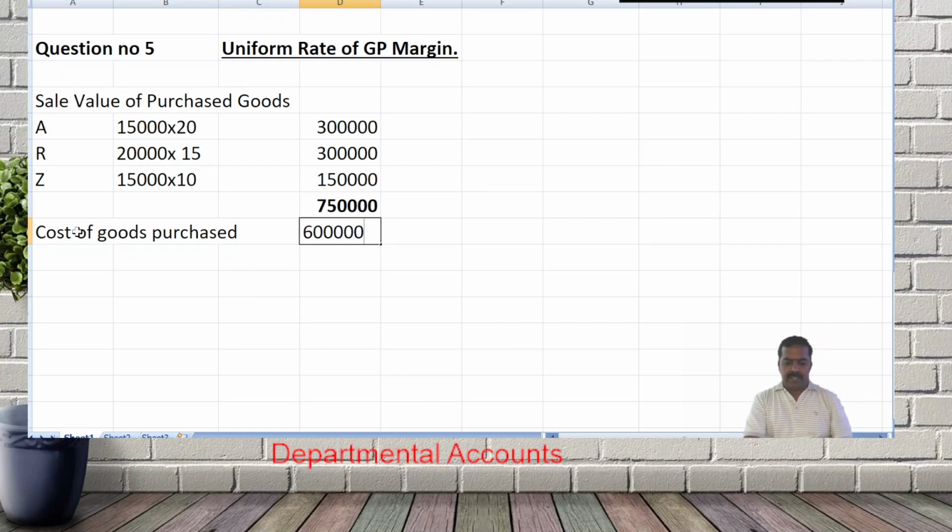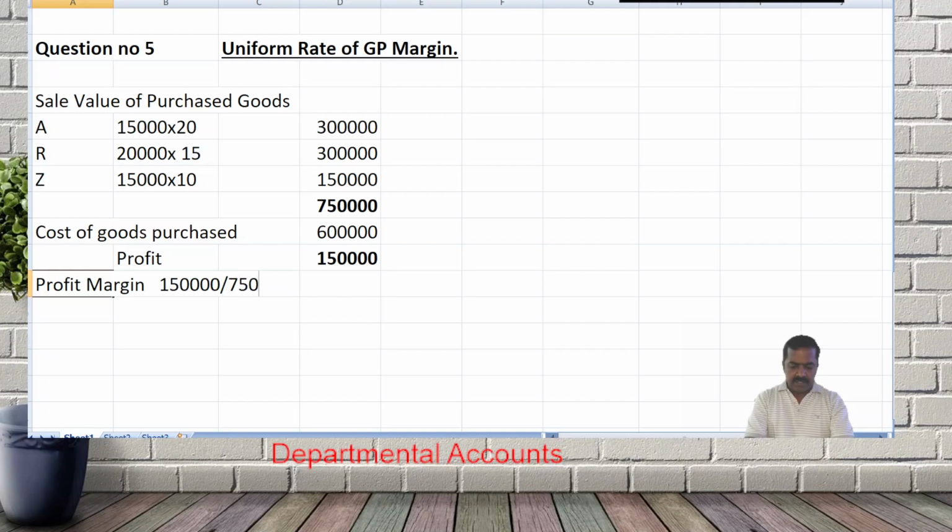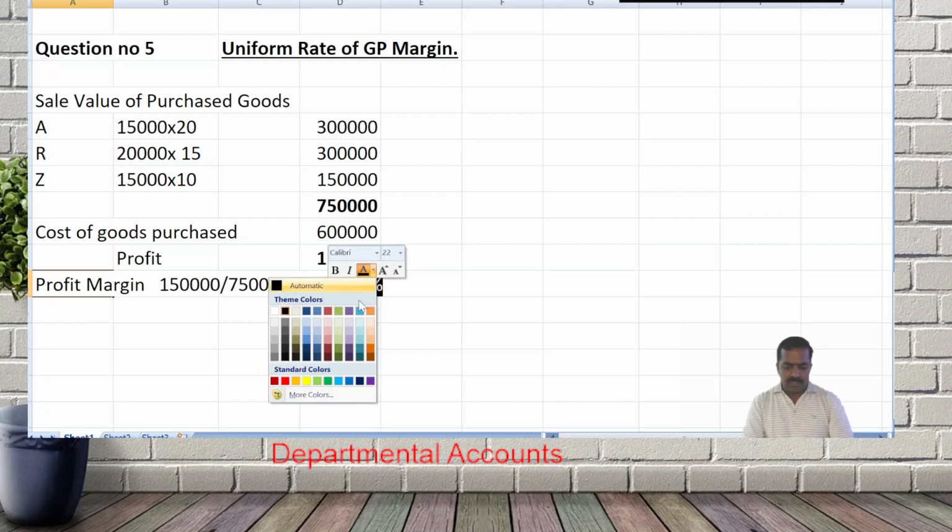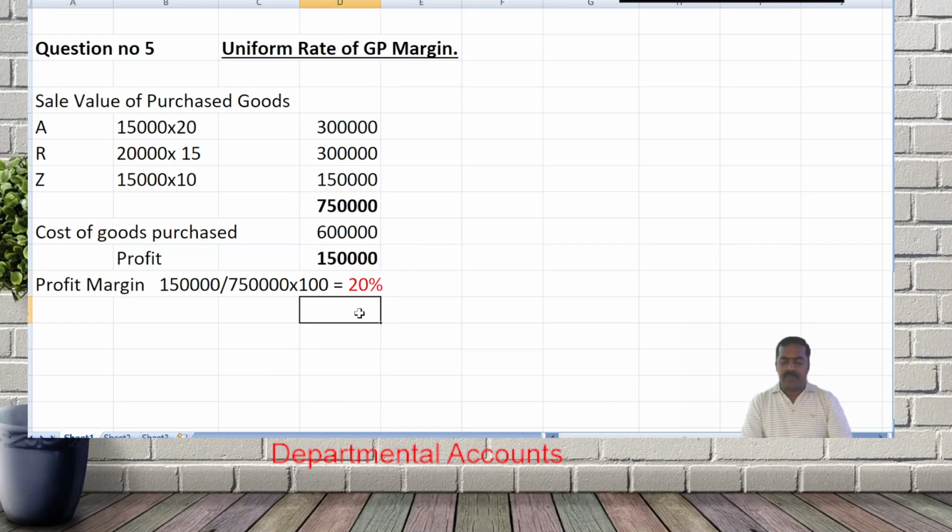6 lakhs, which means, pay attention, if all the purchased goods are sold, we can make a profit of 1,50,000. If you work out the profit margin, 1,50,000 on sales of 7,50,000 into 100, I hope it is 20%. If all the goods are sold at a uniform profit, we can make a profit margin of 20%.